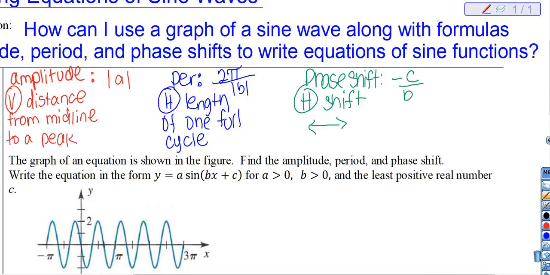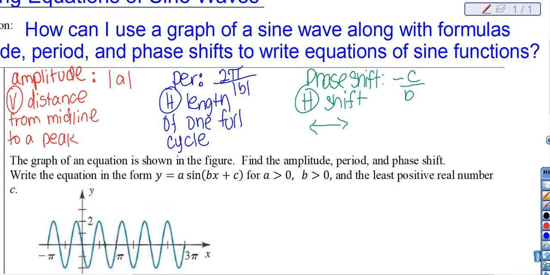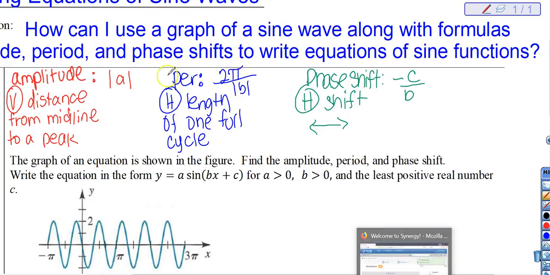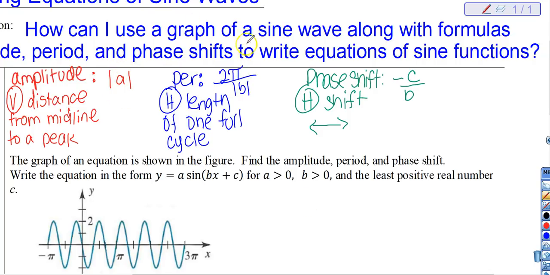Okay, so those are our formulas that will be really helpful because today we will be searching for what is A, what is B, what is C, and in these formulas you see the letter A, you see the letter B, you see the letter C. So very helpful to work with those theorems and those formulas.